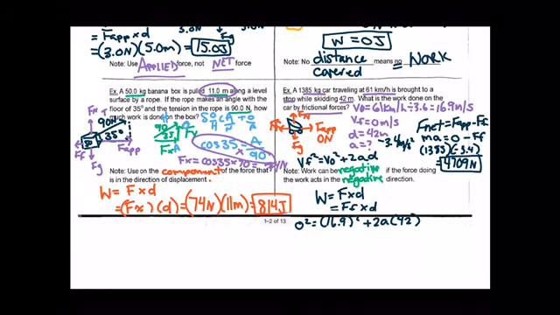So to do our work now, which is going to be force of friction times the distance, that's going to be 4,709 newtons times our distance of 42 meters. And this turns out to be 2.0 times 10 to the 5 joules for work.